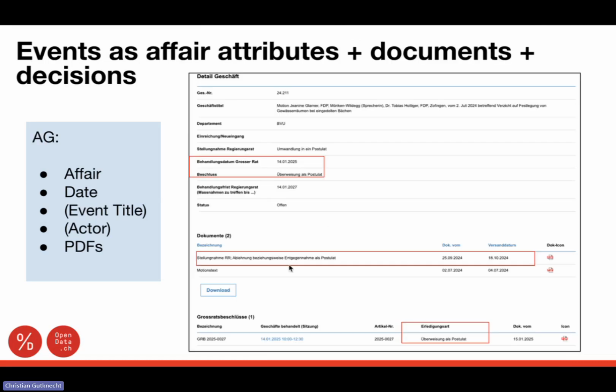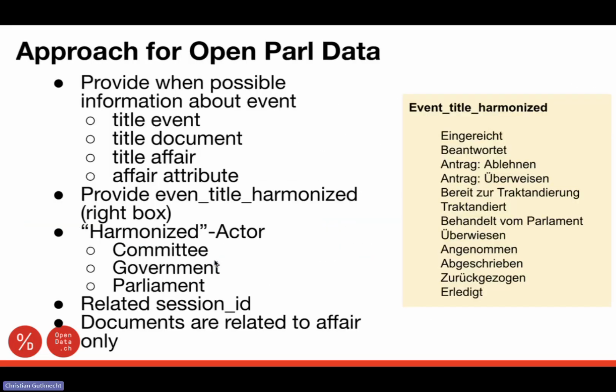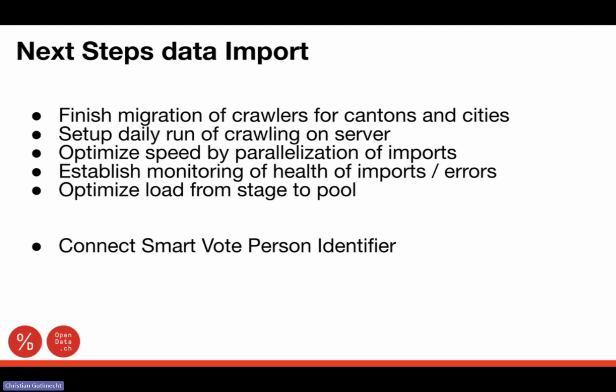Then in this case here, you would have all the documents related to the affair as well, but maybe not related to, I don't know, the decision. So there's still work to do on this side, and this is also what's coming up for the next months. We will still have to finish the migration of the crawls for all cantons and cities.